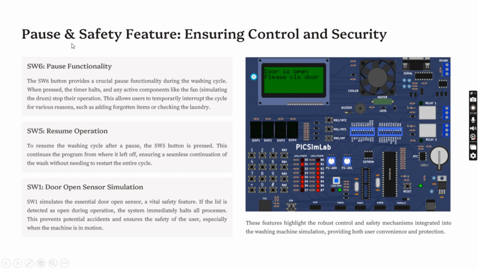Next, it is the pause and safety feature, ensuring control and security. Switch 6 is used for the pause functionality also. Switch 5 is also used to resume the operation. Switch 1 is used for the door open sensor simulation. I will show the demo video.